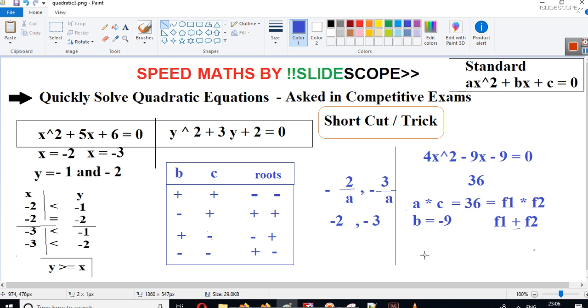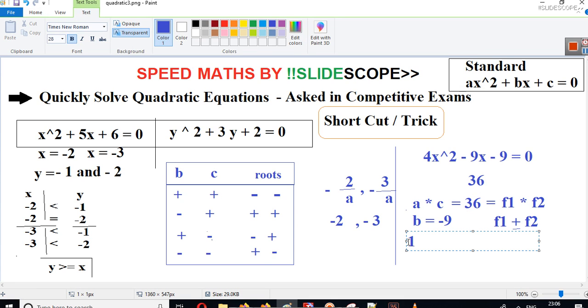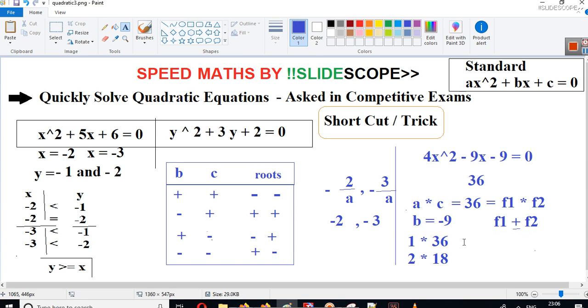So let's start with what can be the first factor. The first factor can always be 1 multiplied by 36. But again, this will not happen in our case. The second example will be 2 multiplied by 18. Can 18 plus or minus 2 be equal to 9? No way. Then increase the value. Increase the value by 1 here, and then write whatever suitable multiple. It doesn't matter. Now let's take 3 here.